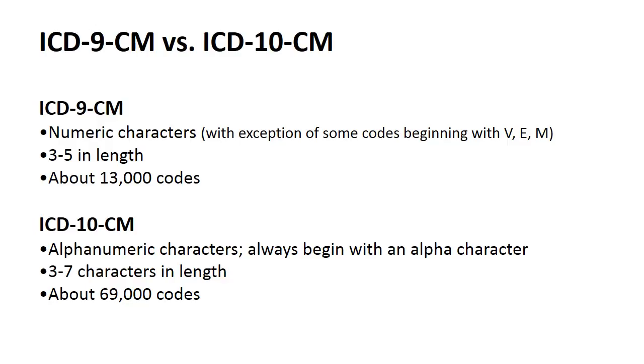So now let's turn our focus to some of the broad differences between ICD-9 and ICD-10. ICD-9 is made up of mostly numeric characters, which are usually 3 to 5 characters in length. There are about 13,000 ICD-9 codes. In contrast, ICD-10 is always alphanumeric characters, usually 3 to 7 characters in length, and comprised of about 69,000 codes. So therefore, you could begin to see how much more complex ICD-10 is and why this transition can be challenging. Having technology to assist in this transition is crucial.